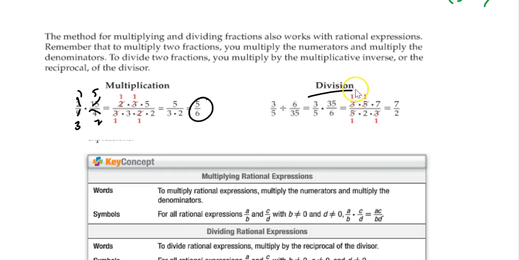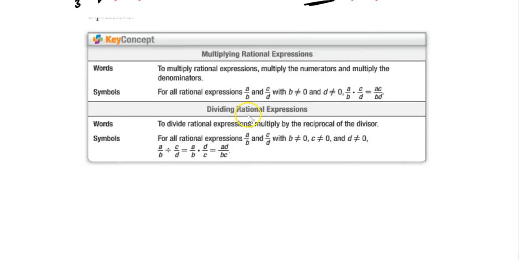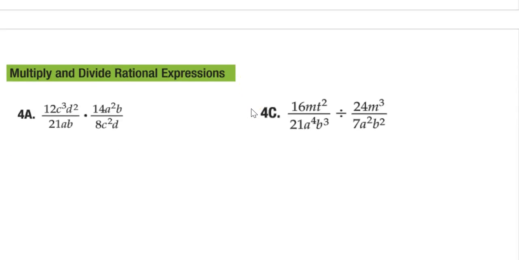And then remember when we divide, you multiply by the reciprocal. Let's keep that in mind. It's the same idea, just multiply by the reciprocal. So you're going to flip the right hand side. Alright, so you flip the right hand side, so you get this. And then same rules apply. So let's do an example.